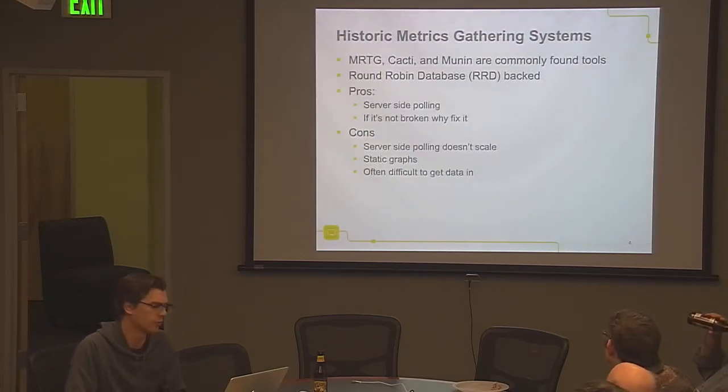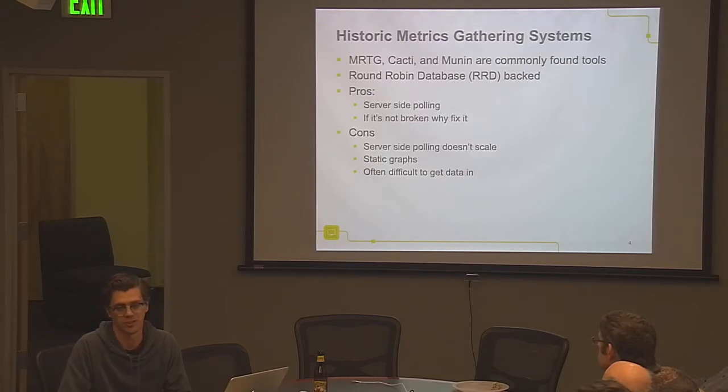So, a little overview of some of the historic metric gathering systems that people are probably familiar with. You got MRTG, you got Cacti, you have Munin. At some point, everybody here has probably run into one of these. The pros on them, they're very specific to what they do. They usually include server-side polling. And then the reason they're still in existence in a lot of operations is, you know, the if it's not broken, why fix it mentality.